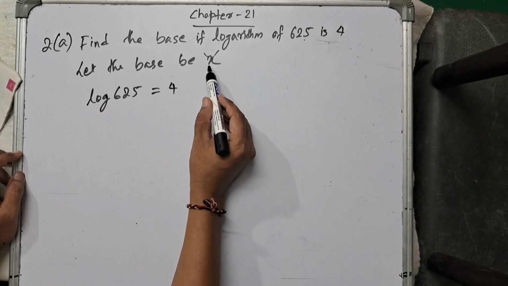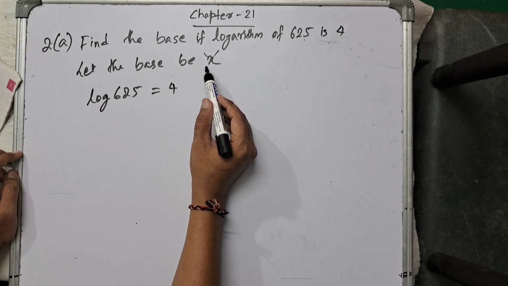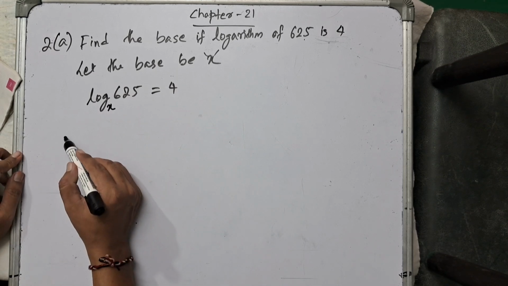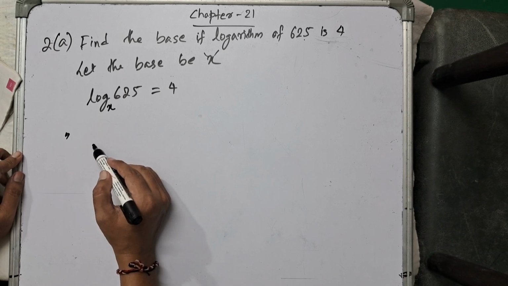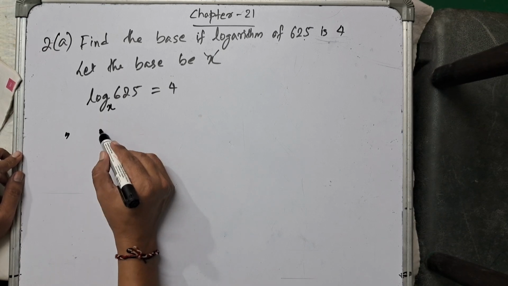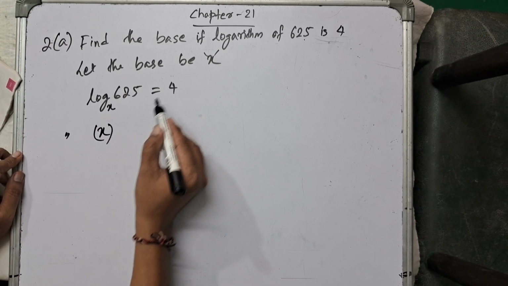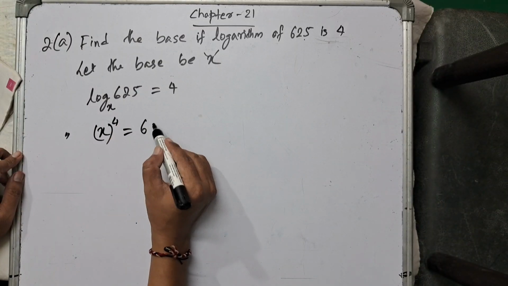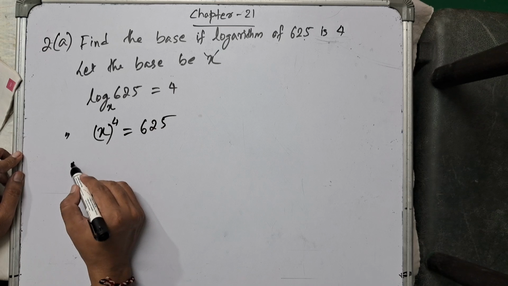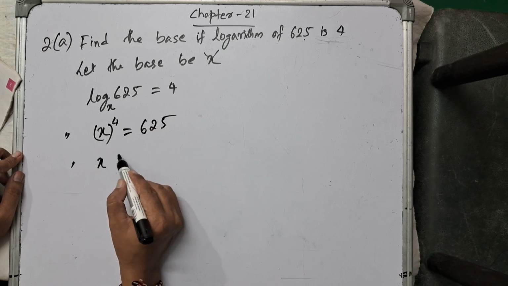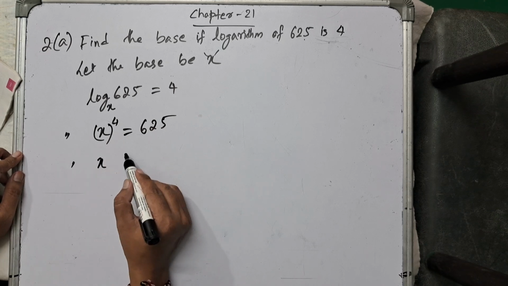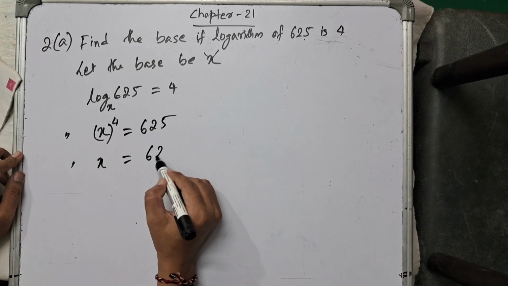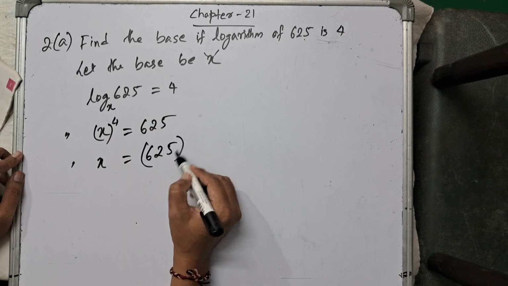Logarithm of 625 is equal to 4. So we have assumed the base to be x, isn't it? So I am writing x as base. Now what we do, we convert this to exponential equation. So this base x I write here, this 4 will come here as power equal to this 625. Okay, now this x, this is power 4, isn't it? So if I take this power 4 to the right hand side, this becomes 625 to the power 1 by 4.